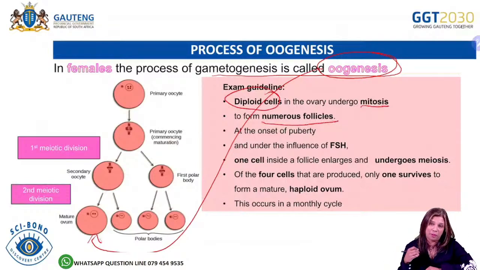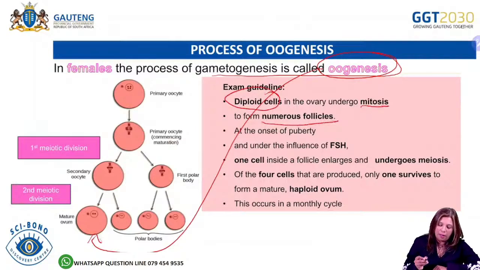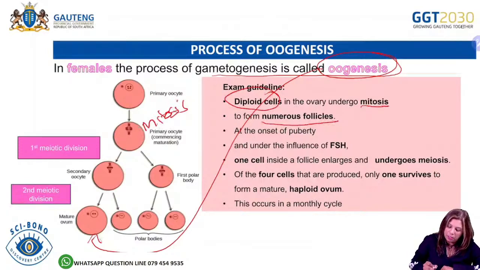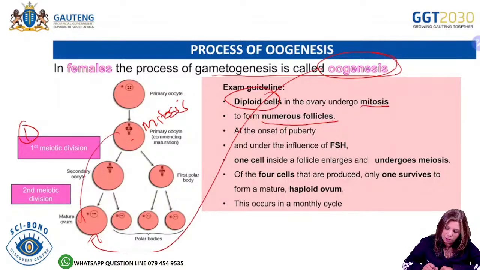So now this is when a girl reaches puberty. The primary oocyte, this is what undergoes mitosis. Okay, so it undergoes mitosis. Now I want you to follow this. So here we have the first meiotic division. So this primary oocyte actually goes on to become the ovum. So what happens here? It undergoes meiosis and it forms a secondary oocyte and it forms a polar body.